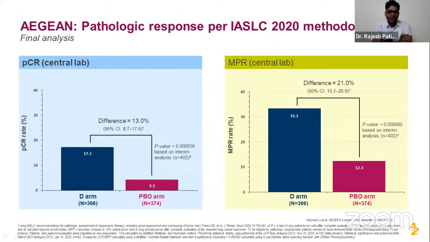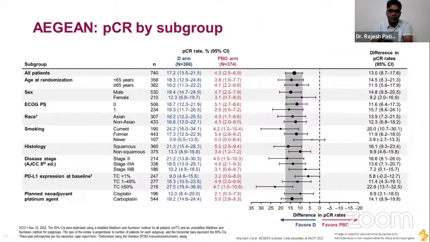If you look at the PCR rate, that is pathologically complete response, it was seen in 17% in the durvalumab arm compared to 4%, which was almost quadrupled. And MPR, major pathological response, which was defined as residual disease of less than 10%, was seen in 33% in the durvalumab arm compared to only 12% in the placebo arm.